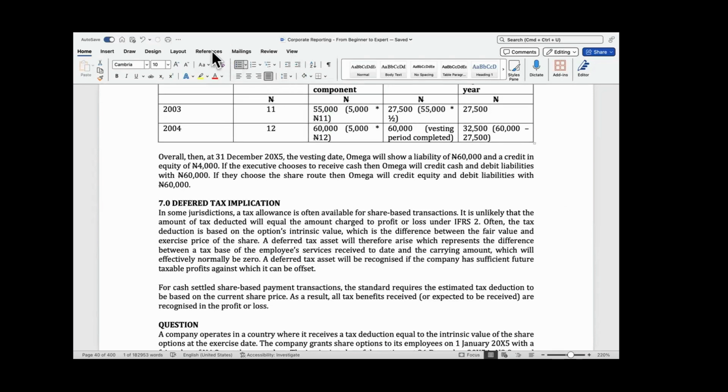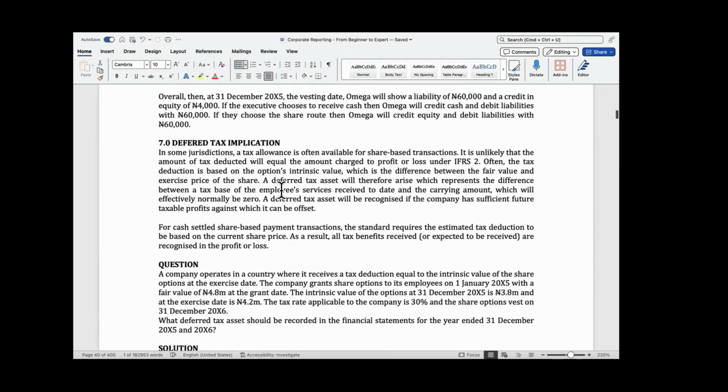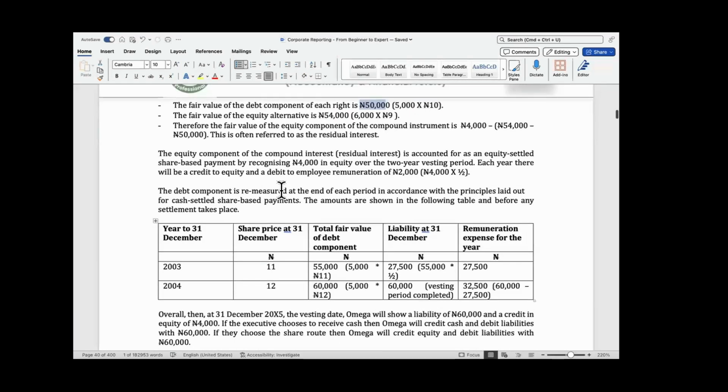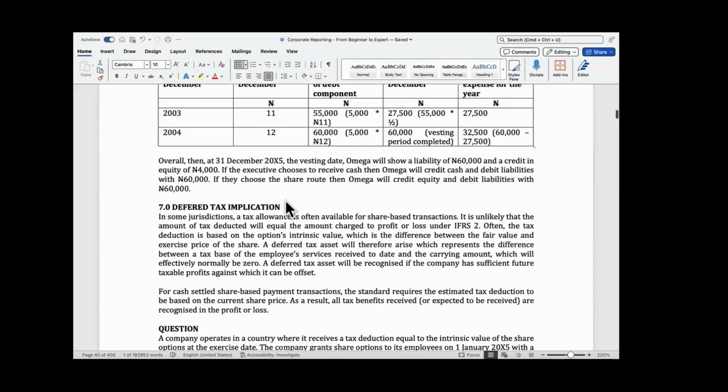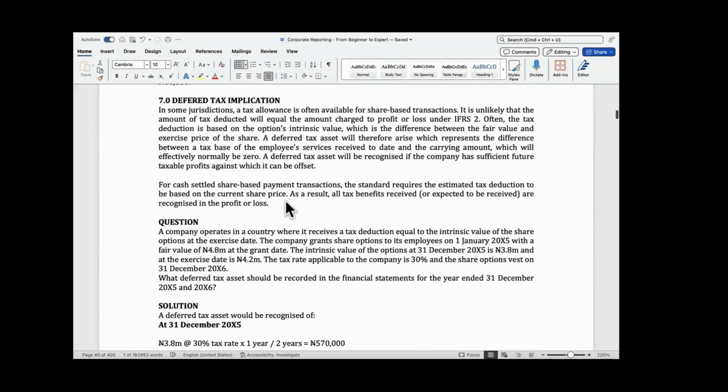Now, if there are no further questions, then we would move to the final part, which is deferred tax implication. I know that you have all done deferred tax. I know that you have been taught income tax. So learning this will not be difficult for you.